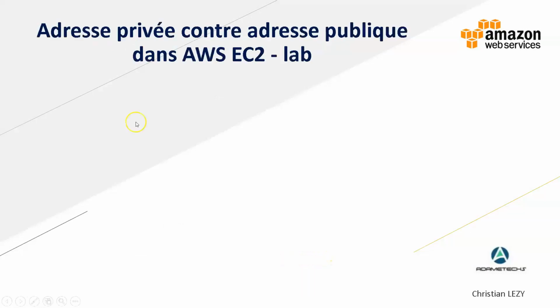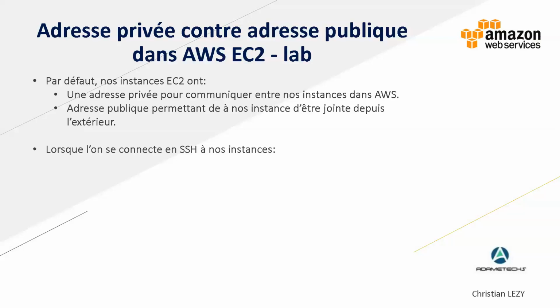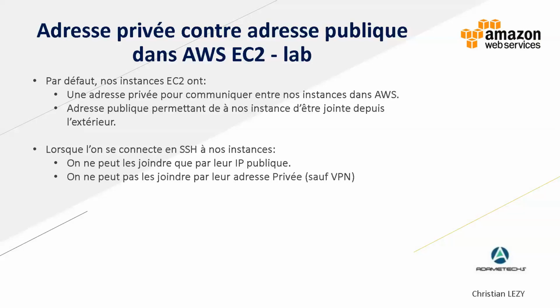By default, our EC2 instances have a private address to communicate with each other on AWS, and a public address to reach them from outside. If we want to connect to our instances via SSH, we can only reach them by using their public IP, and conversely, we cannot reach them by using their private address, except when using a VPN. If your instance is stopped, unless you have an elastic IP address, its public IP address will change.